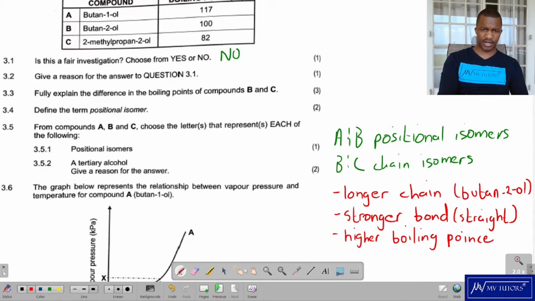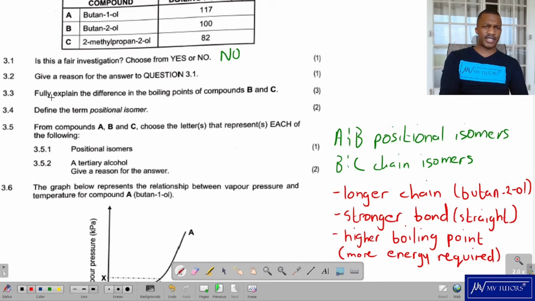I'm thinking faster than I'm writing. Because it has a higher boiling point, more energy is required. Actually, I should have put more energy required first before saying higher boiling point, but you get what's going on there.